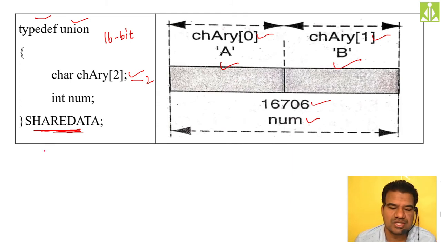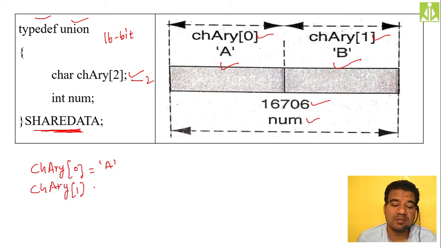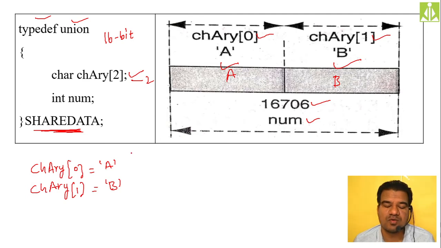Suppose you initialize the character array first, that is char array of 0 as A, then char array of 1 as B. Then these two memory locations will get occupied by A, B like this. Whatever operations or manipulations I want to perform on these two variables, I have to perform here itself.